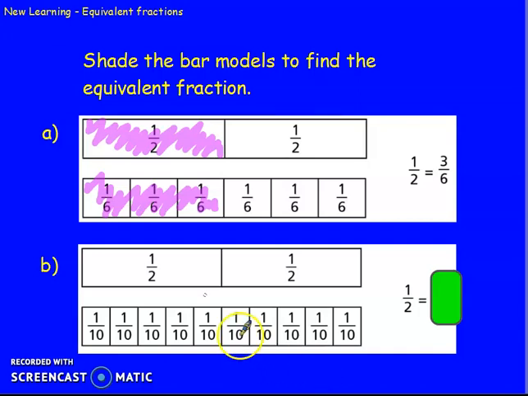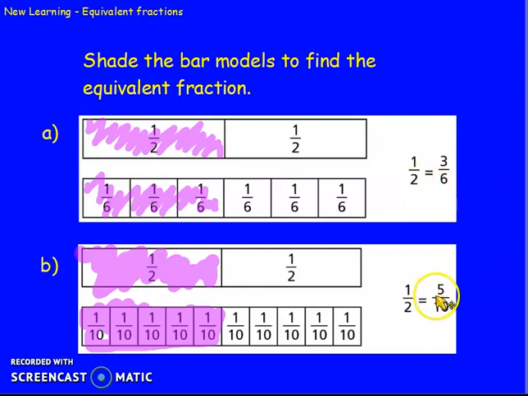Let's have a look at the bottom one. We've got halves again. Let's shade 1/2. I've got 1/2 shaded. And then the bottom bar shows tenths. Let's shade the exact same amount of the bar, but this bar is split into 10 pieces. So what is 1/2 the same as? Let's count. 1, 2, 3, 4, 5. 1/2 is equivalent to 5/10. Does that make sense?